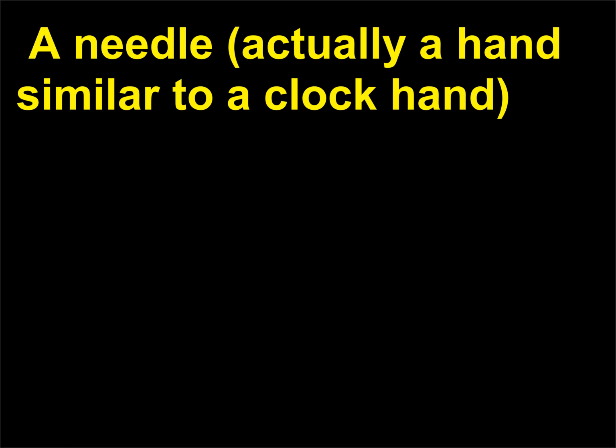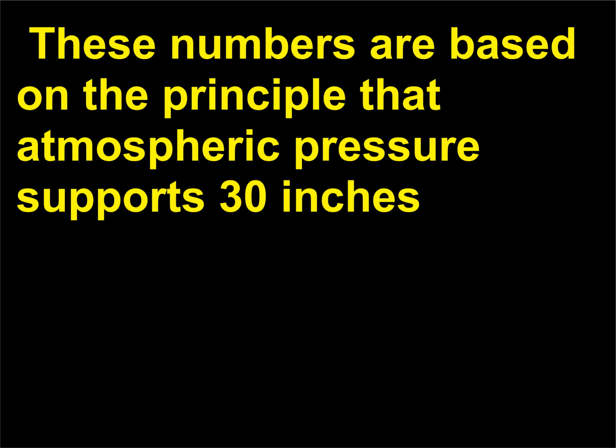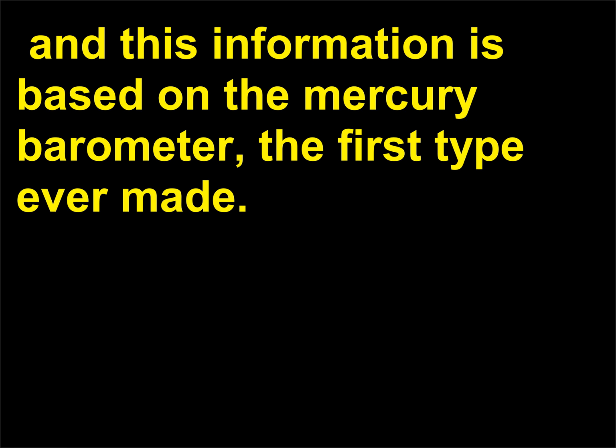A needle, actually a hand similar to a clock hand, points to the numbers on the barometer and moves in response to the changing air pressure. These numbers are based on the principle that atmospheric pressure supports 30 inches, 76.2 centimeters, of liquid mercury in a tube with one end sealed. And this information is based on the mercury barometer, the first type ever made.